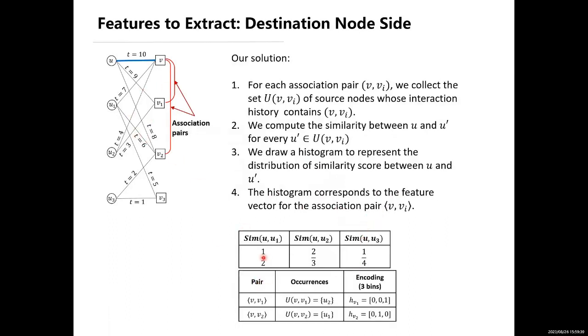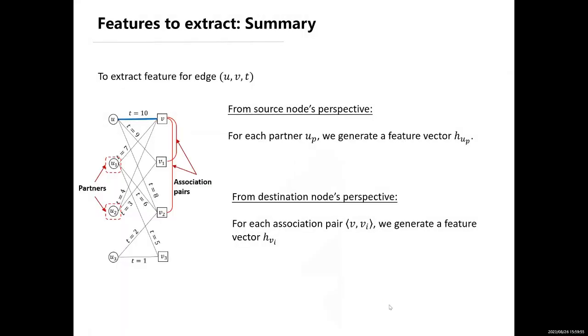In this example, we can compute the similarity between U and U1, U2, and U3 as this. And for the 2 pairs, we can collect the set of source nodes that contain these pairs, and the corresponding histogram is like this. So in summary, to extract features for edge UVT, from the source node side, we generate a feature vector for every partner, and from the destination node side, we generate a feature vector for each association pair.